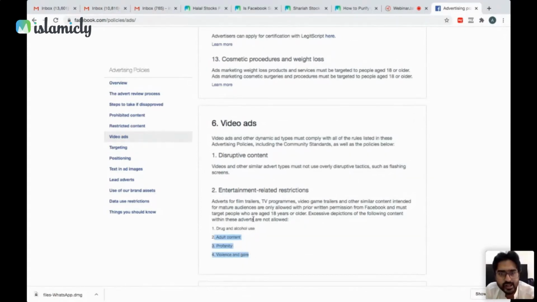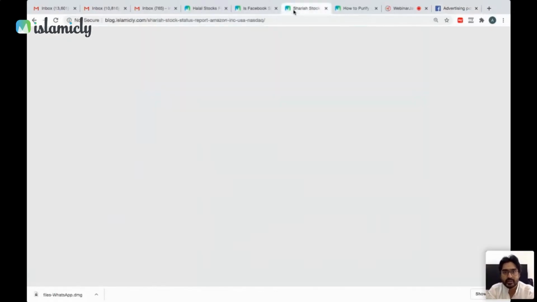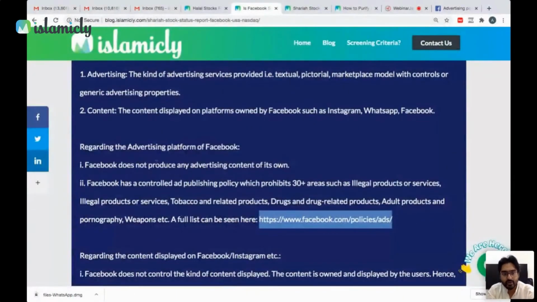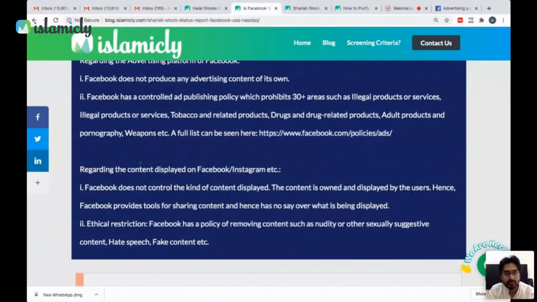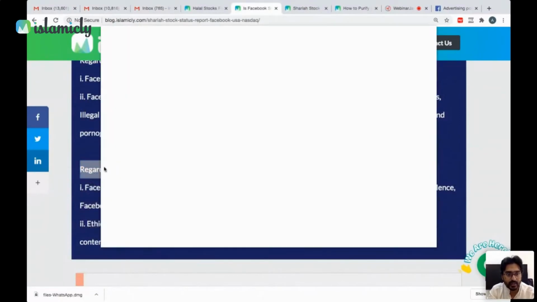Doesn't it sound like Sharia compliant advertisements? It does, right? Hence, we have considered Facebook's revenue from advertisements to be Sharia compliant. Regarding the content displayed on Facebook and Instagram, this is what we have.